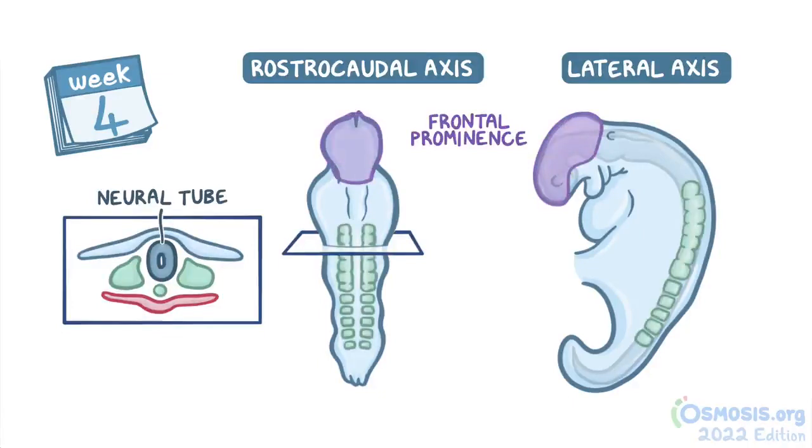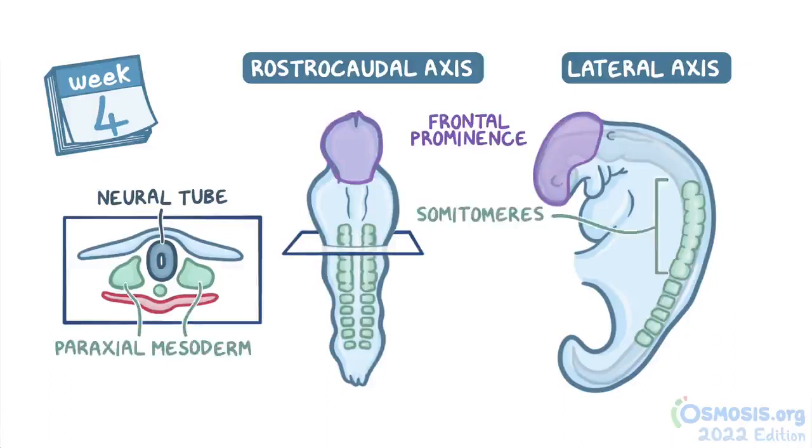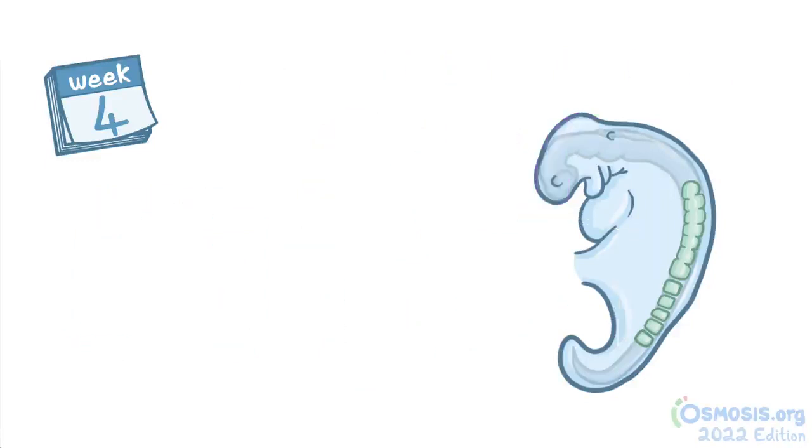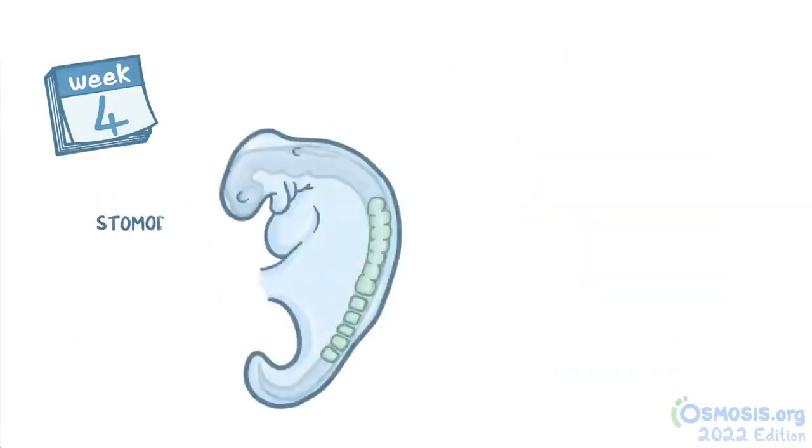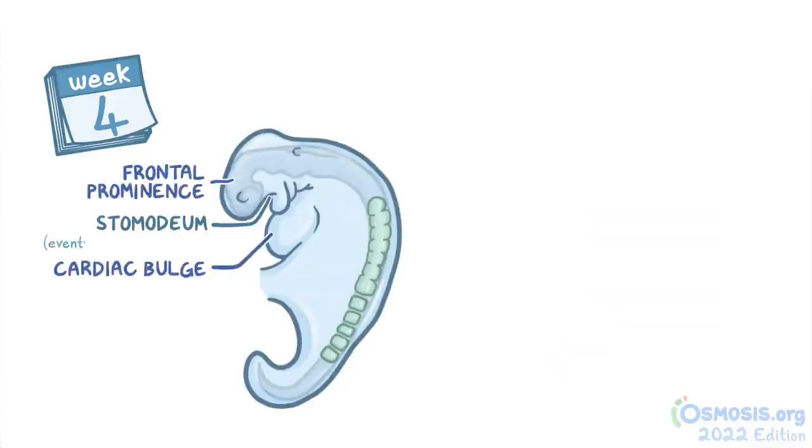Lateral to the neural tube is the paraxial mesoderm, which partially segments rostrally to form somitomeres and fully segments caudally to form somites, the first in the series being the occipital somites. At this point, a small pit called the stomadeum forms between the frontal prominence and the developing cardiac bulge, and it will eventually become the oral cavity.